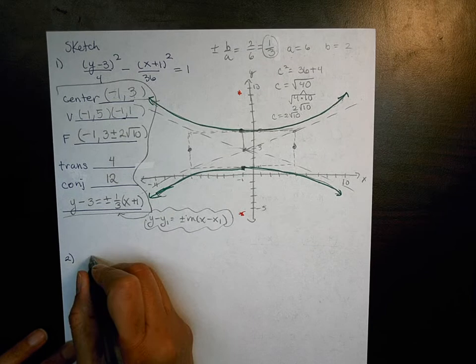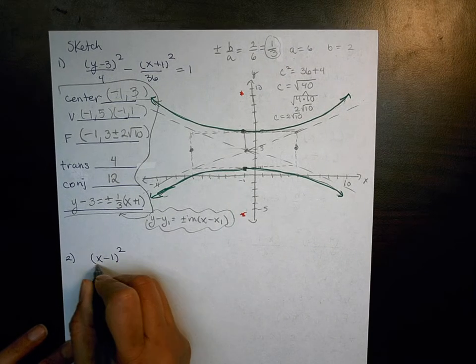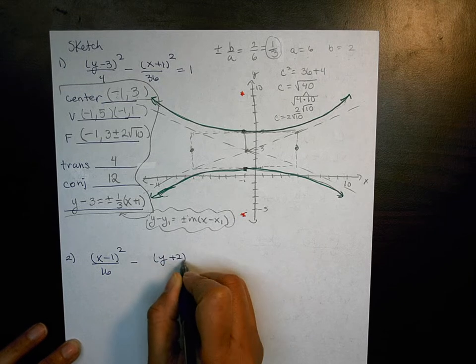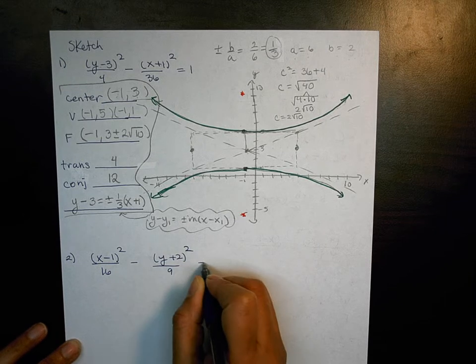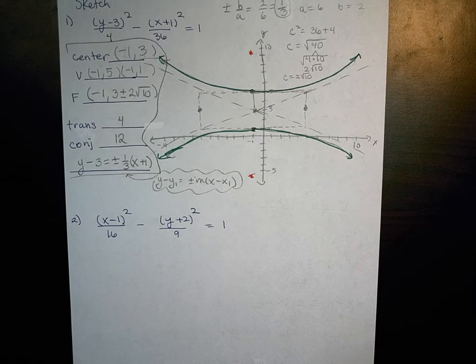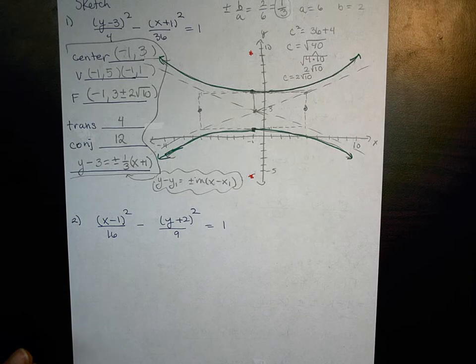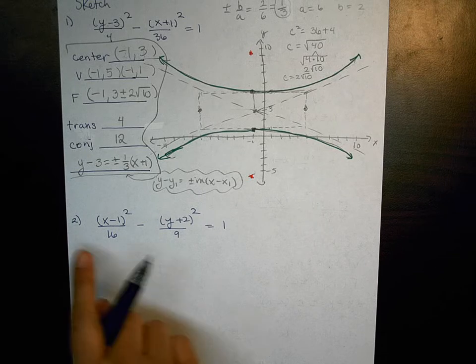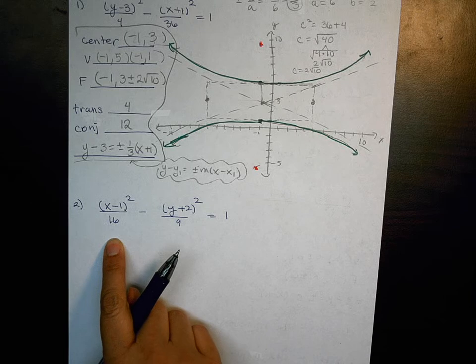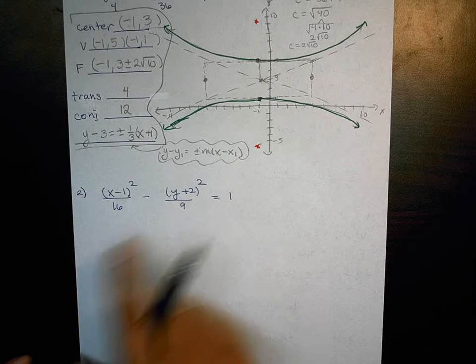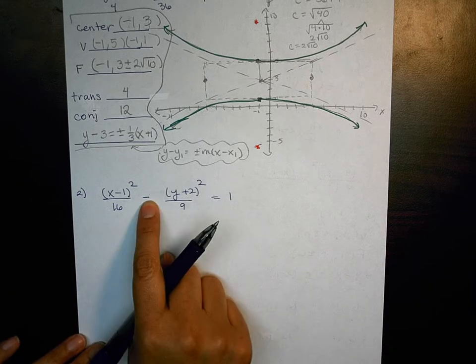(x minus 1) squared over 16 minus (y plus 2) squared over 9 equals 1. Before we even start, can you tell which direction this opens? Why is it left and right? Because the x value comes first, yes? Now, if you're taking a test and you see this, would you know if it's an ellipse or a hyperbola? Because of the minus, it's a hyperbola, not an ellipse.